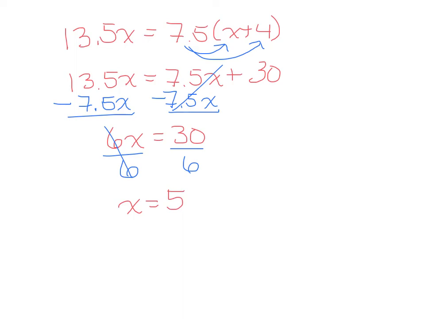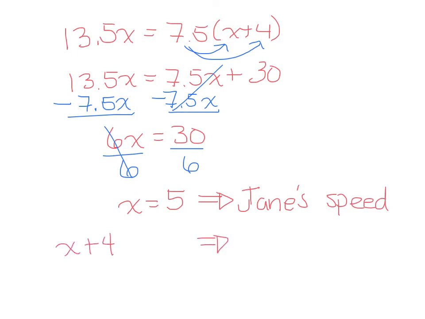Now recall that x was Jane's speed. And remember that Tim's was x plus 4. Therefore, Tim's speed is 9. And this is kilometers per hour.